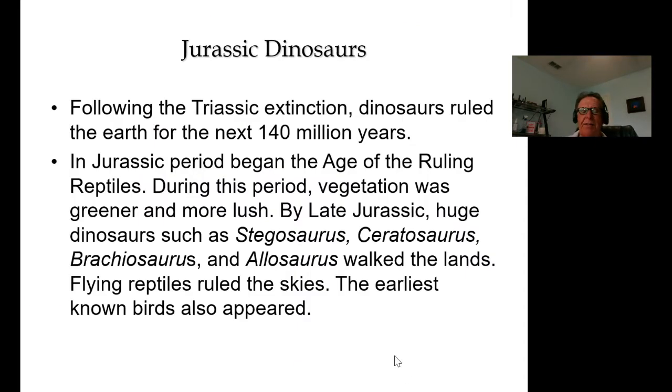Of course, the Jurassic is most famous for its dinosaurs, and following the Triassic extinctions, dinosaurs would rule the Earth for roughly the next 140 million years. In the Jurassic, the period became the age of the ruling reptiles, and the vegetation was greener and more lush. We saw some of that. By the late Jurassic, huge dinosaurs like Stegosaurus, Ceratosaurus, Brachiosaurus, and Allosaurus walked the lands, and flying reptiles ruled the sky. And the earliest known birds appeared during the Jurassic.